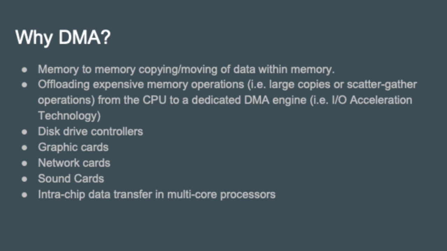Why use DMA? The first reason to use DMA is memory-to-memory copying, the moving of data within memory. Second, offloading expensive memory operations from the CPU to a dedicated DMA engine. Components that use DMA are disk drive controllers, graphics cards, network cards, sound cards, and intra-chip data transferring in a multi-core processor.